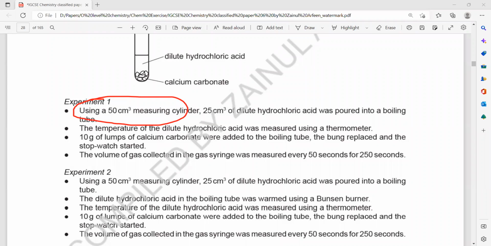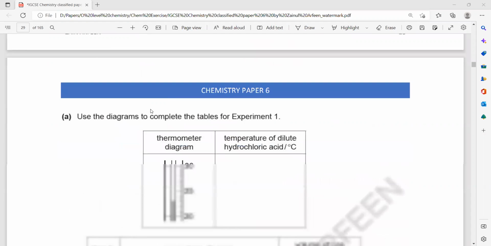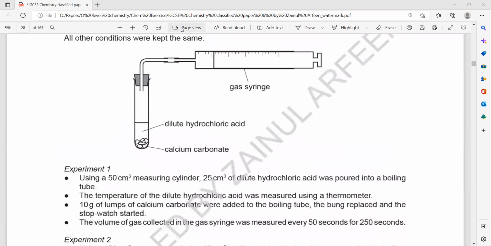First, we have to warm the acid, because we are investigating how the temperature of the acid can affect the rate of reaction. So first we had an acid at room temperature. In the second experiment, we use the acid at high temperature. So how can we keep the temperature of the acid constant here? We can use a water bath. When you use a water bath, you can maintain a constant high temperature, say 30 degrees or 44 degrees.